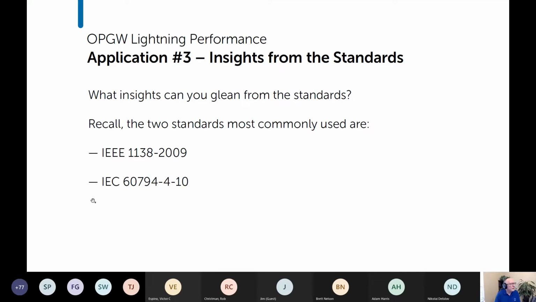And then there's the IEC standard. A rough rule, and it's a very rough rule, is we see the IEEE 1138 applied in the United States, and in most of the rest of the world, we see the IEC standard. They're very similar, though, but they do have some important differences, especially when it comes to lightning, and we're going to talk about that.